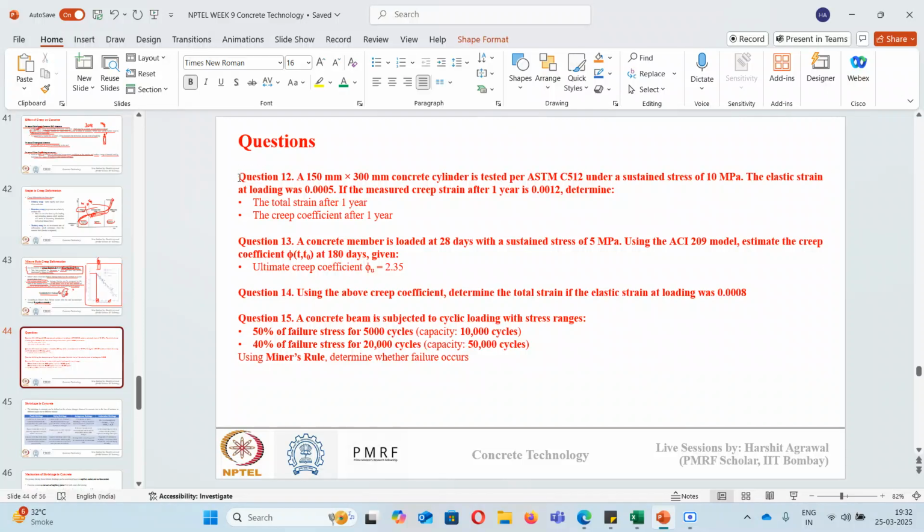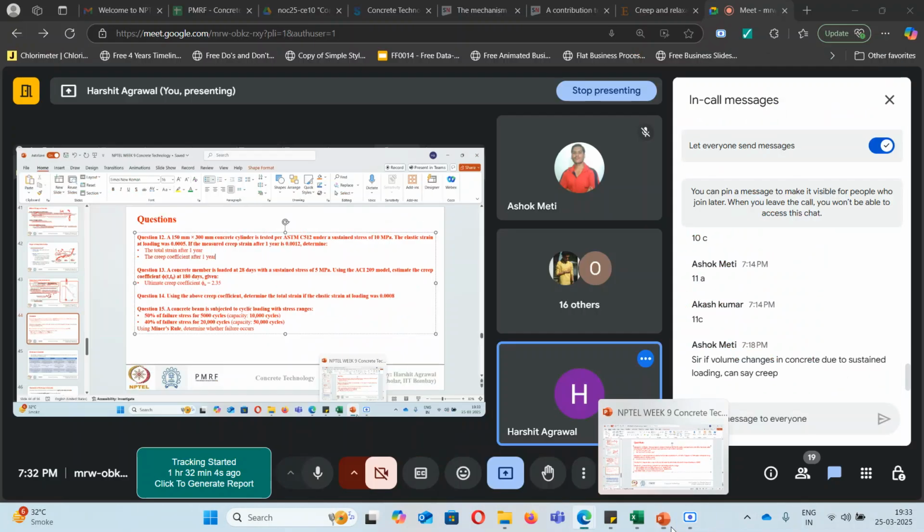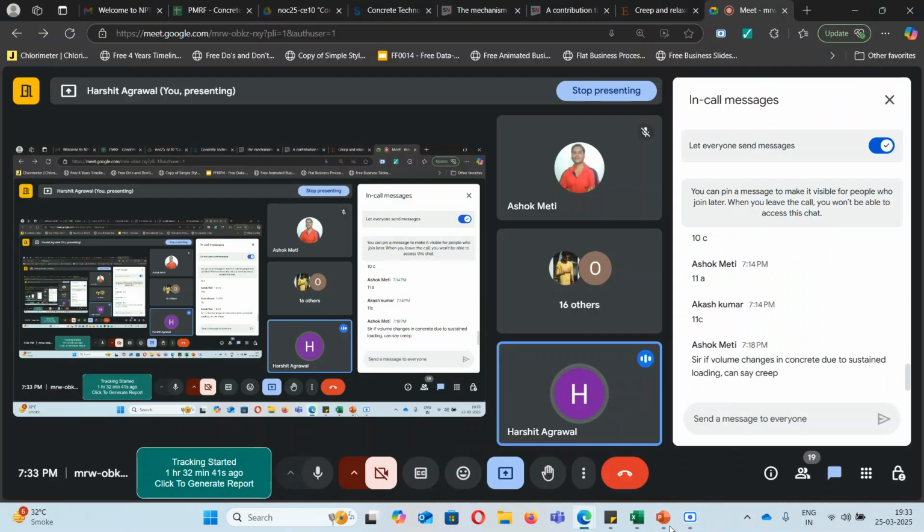Can anyone tell me the answer for question number 12? Very simple question. A concrete cylinder is tested as per ASTM C512 under a sustained stress of 10 MPa. I know the elastic strain at loading and I have measured the creep strain after 1 year. So what will be the total strain and what will be the creep coefficient? Any answers?